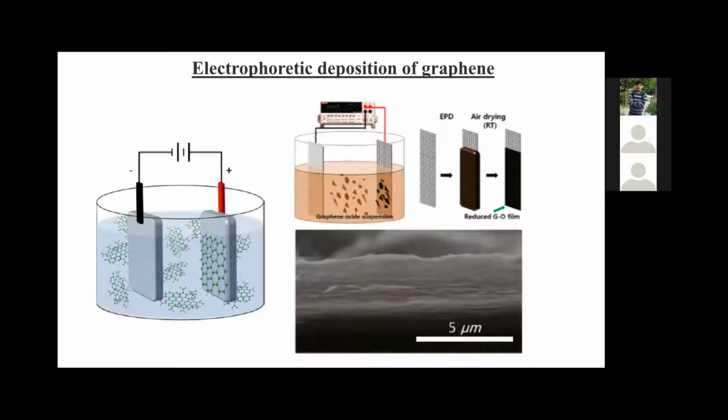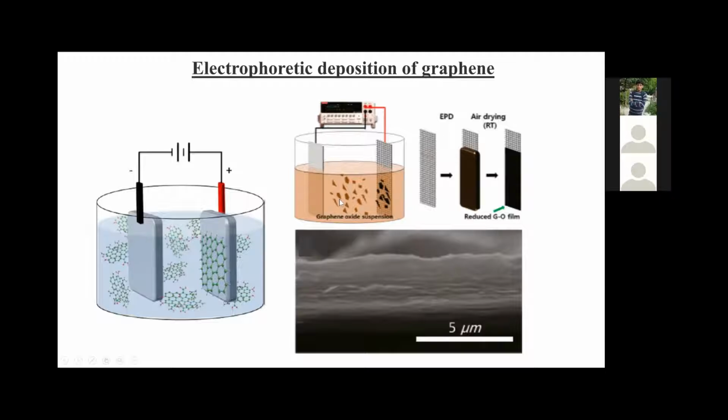Here are a few examples of electrophoretic deposition, first for graphene oxide. Graphene oxide is a good water soluble, and when we apply a voltage, a very good thin film is formed during the EPD technique. If we dry it and do a post treatment, we can make the reduced graphene oxide film or the graphene oxide film, whatever we want. But the main thing is to make the good thin film.